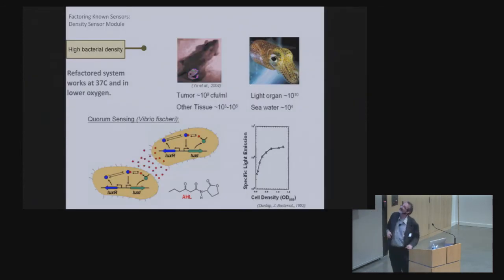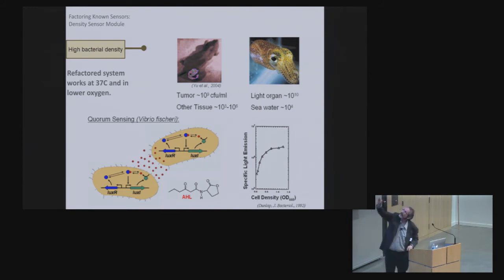For quorum sensing, we used the one from Vibrio fischeri. This senses density of cells. It's very cool. The cells secrete something that gets reuptaken. It's only when there's enough cells that there's enough stuff reuptaken that it can turn on its system. So it's a quorum sensing system.